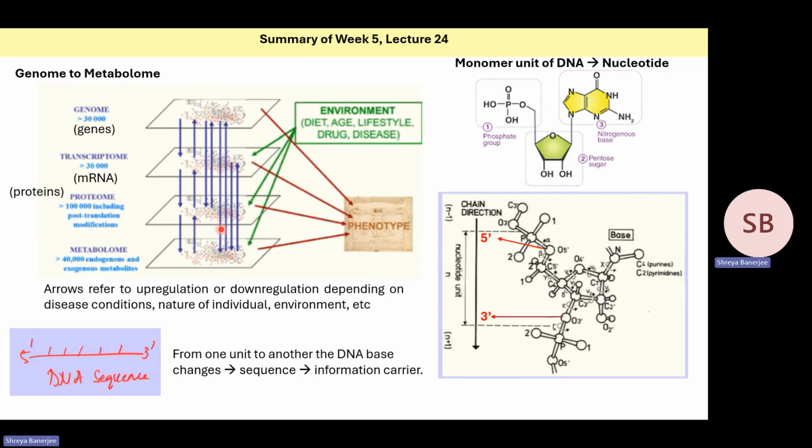And this upregulation or downregulation depends on different environmental factors like diet, age, lifestyle, the drugs or medicines you are taking, or disease. Many diseases can cause some problem in the transcription, that is the conversion of gene to mRNA. Then a wrong mRNA is formed, and that will give rise to a defect in the protein. And so that defective protein will not be able to carry out the biological function properly. And so it is called down regulation.